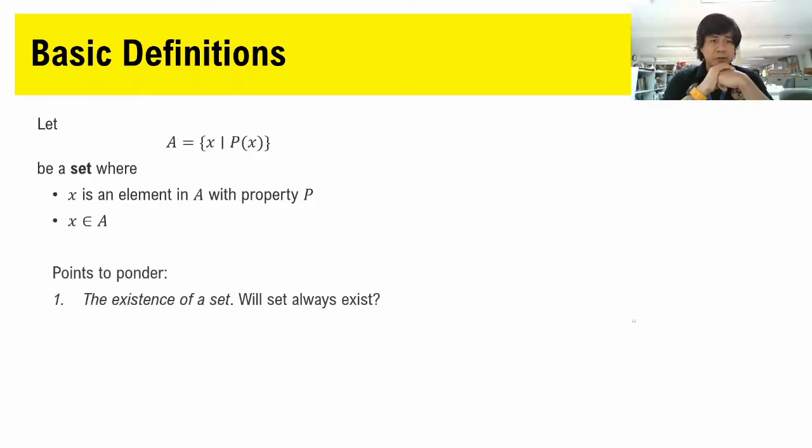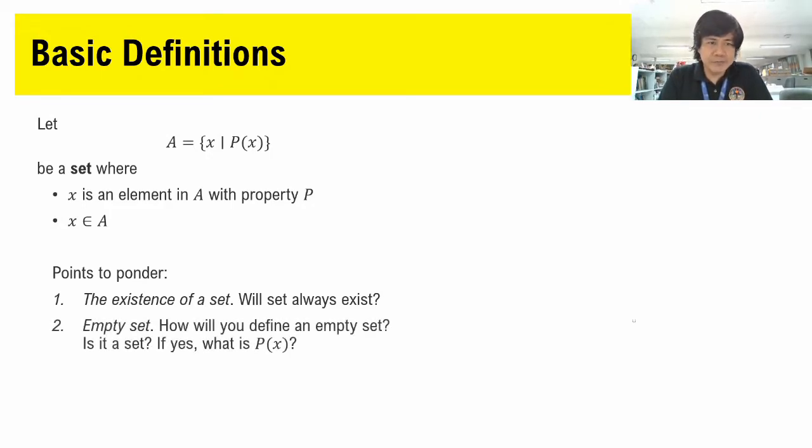Now, there are some points to consider, and let us enumerate them as follows. First, will a set always exist? This is some kind of philosophical question on the existence of sets. So what are sets? What can be considered as sets? Second, what is an empty set? If you go back in the history of mathematics, zero was not accepted as a number until the Indians pointed out that zero is exactly a representation of a void or of nothingness.